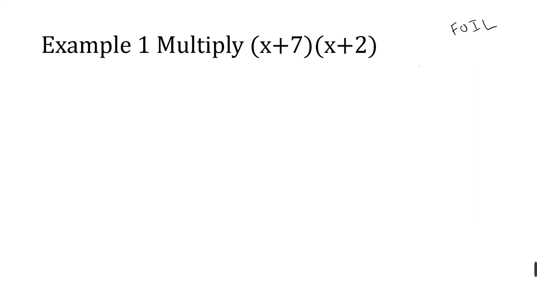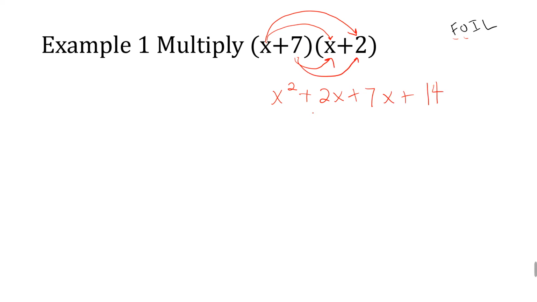Okay, so let's start with our first terms. That's the F in FOIL. The first terms are x and x. X times x is x squared. The outer terms would be x times 2 is 2x. The inner terms would be 7 times x is 7x. And the last terms, 7 times 2 is 14. Our two middle terms are like terms. We'll combine them to get x squared plus 9x plus 14.